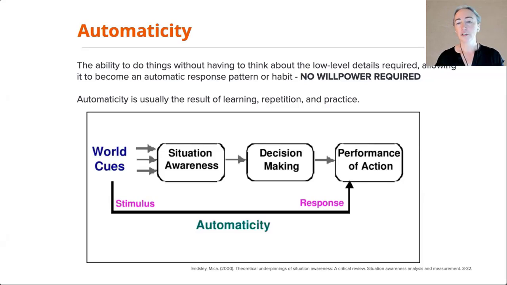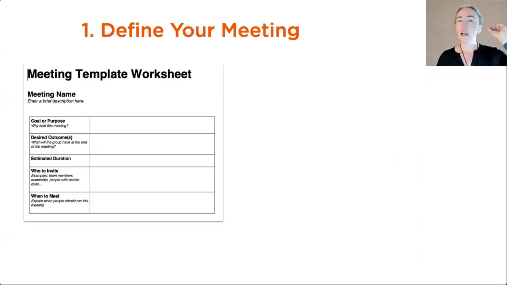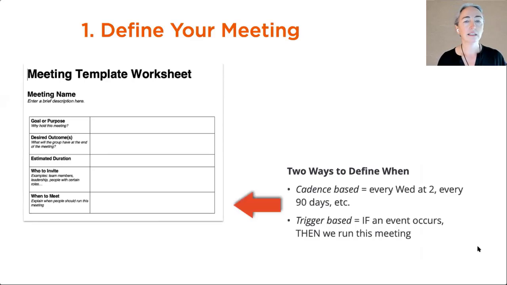Automaticity is the result of learning, repetition, and practice. It makes it so that we can automatically do the best thing. So while we are looking at automatically doing the best thing, the very first thing to do is to define up front what the purpose and desired outcomes are for your meeting. So I want you to take a look at your worksheet if you don't have that down already.